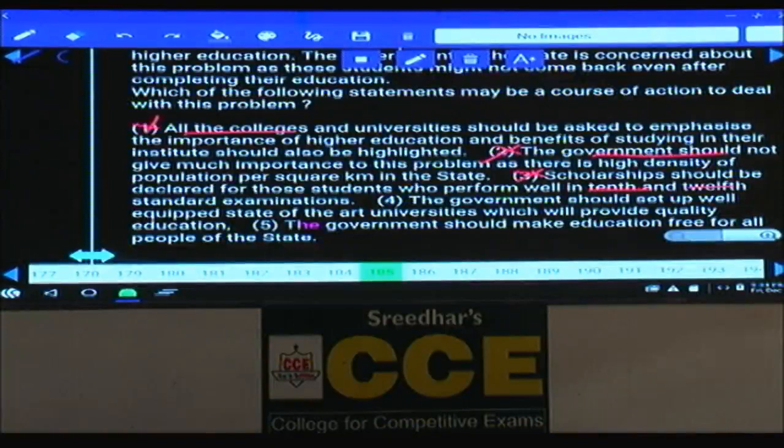Then coming to the fourth one, the government should set up well-equipped, state-of-the-art universities which will provide quality education. Universities means this is related to higher education, isn't it? Hence choice 4 will definitely solve the above problem. By providing well-equipped universities, infrastructure will be provided and there is no chance for these persons to go outside, isn't it? And that is choice 4.